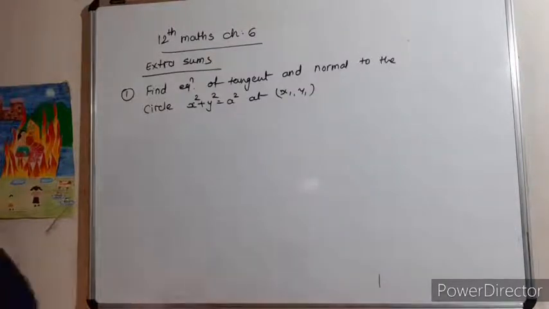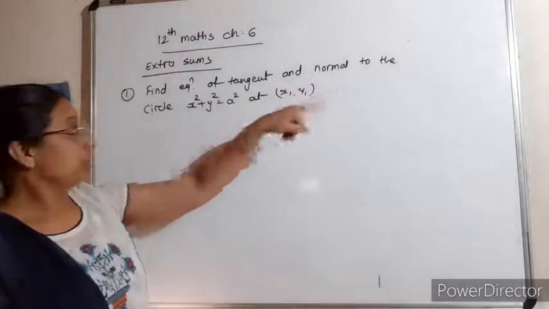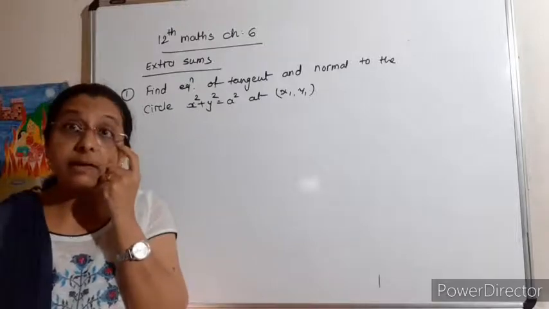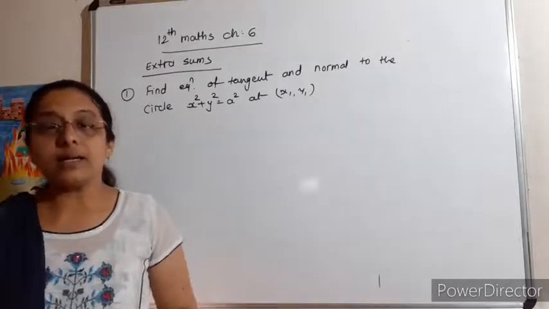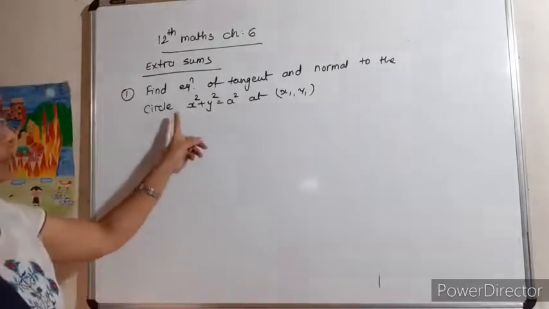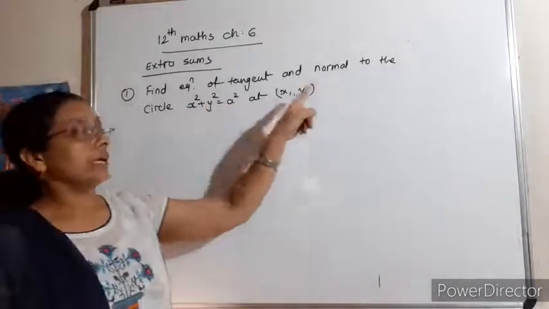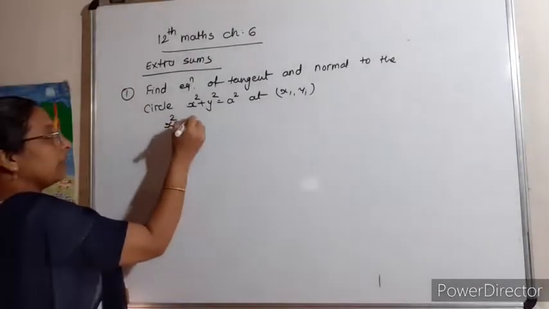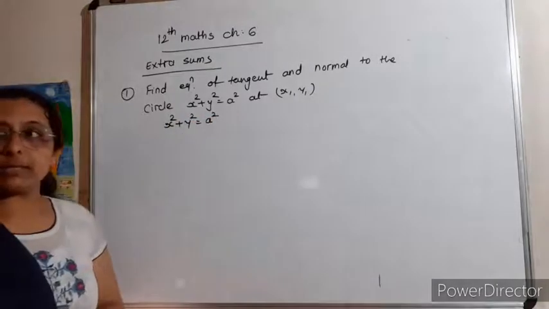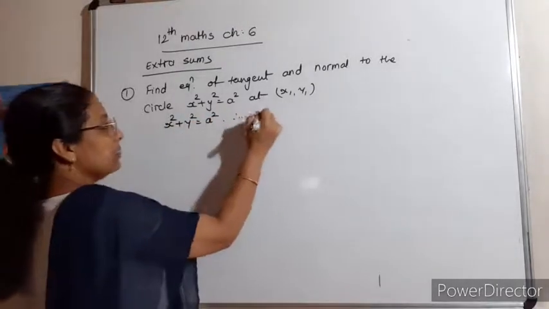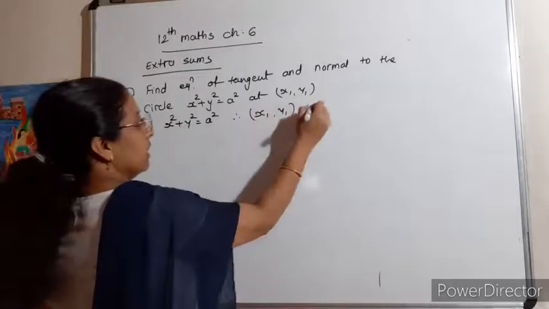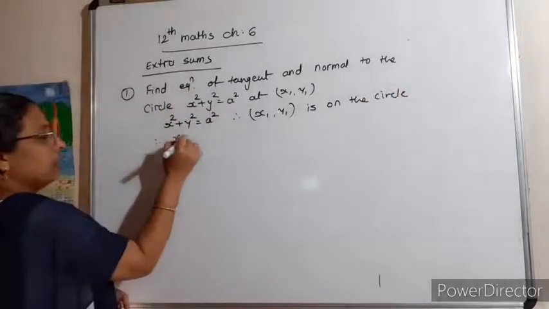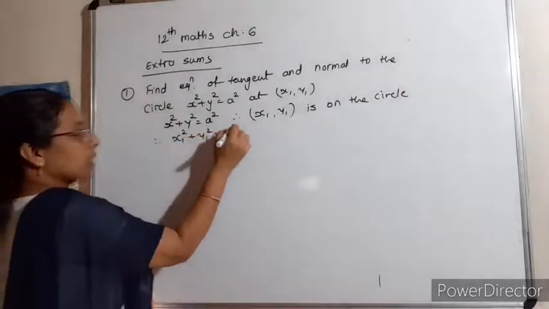So the first sum is: find the equation of tangent and normal to the circle. We took earlier, in an example, the parabola y square equal to 4x. Now in the exercise we did the equation of hyperbola. Now this is a circle at point x1, y1. So we have given here x square plus y square equal to a square as the given circle. Then can you say that x1, y1 is on the circle? And therefore, you can write x1 square plus y1 square equal to a square.